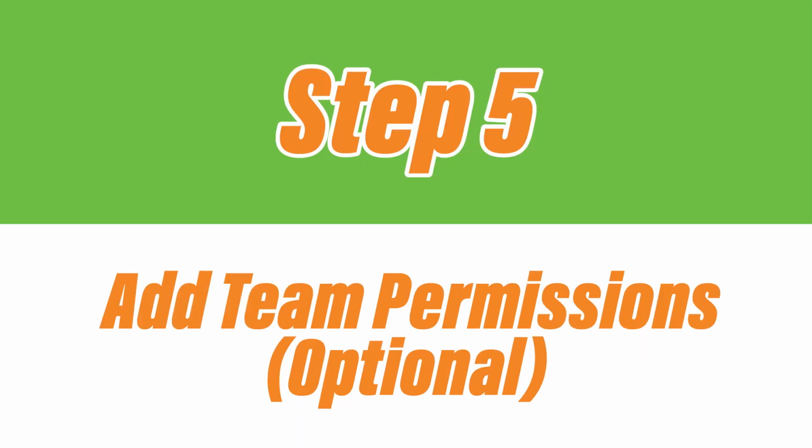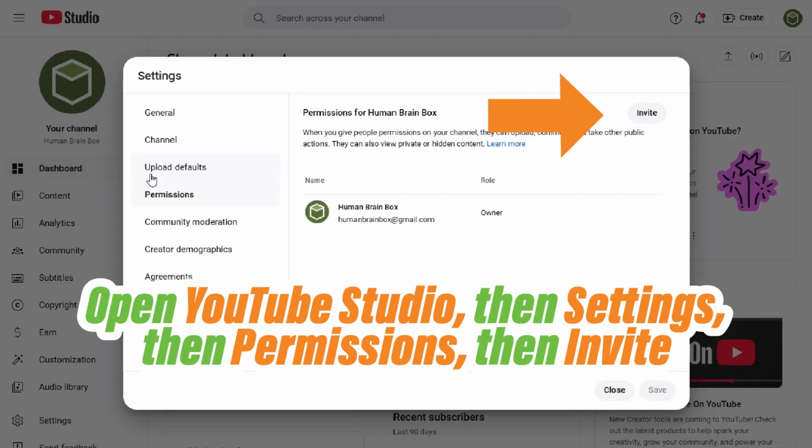Step 5. Add team permissions, optional. Inside YouTube Studio, go to Settings, then Permissions. This allows you to give access to an assistant, or even our team at Human Brainbox to help upload and manage content. Click Invite, enter the email of who you would like to give permission, and select the access level.